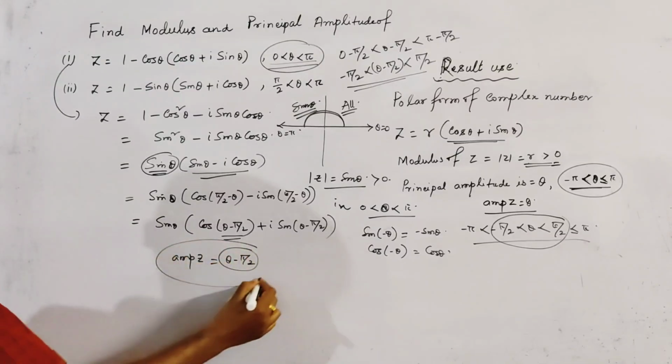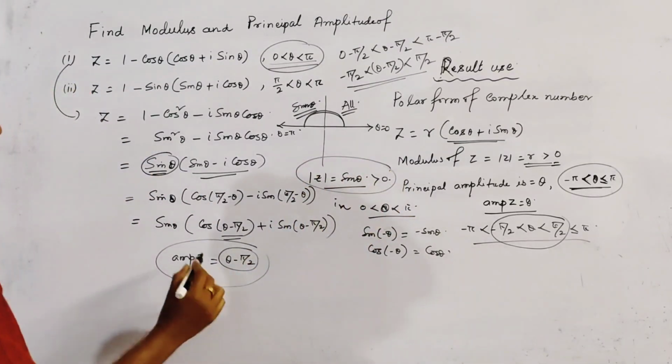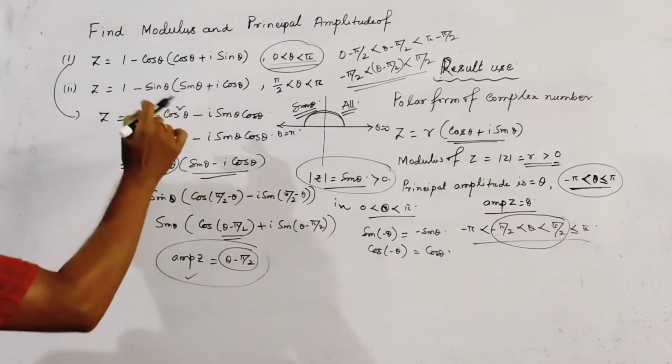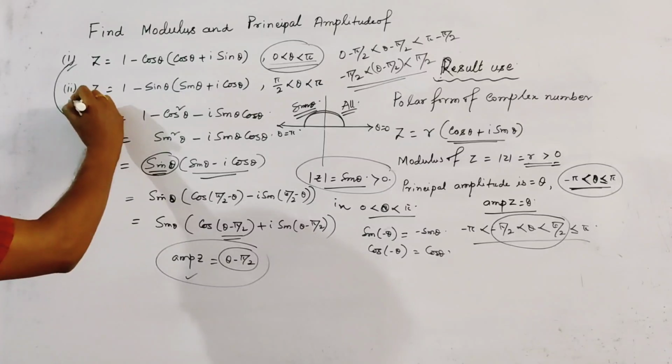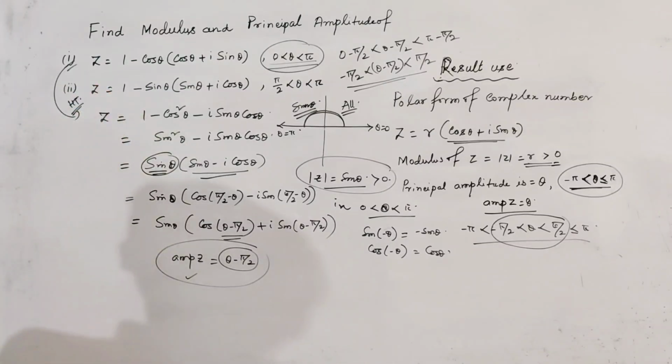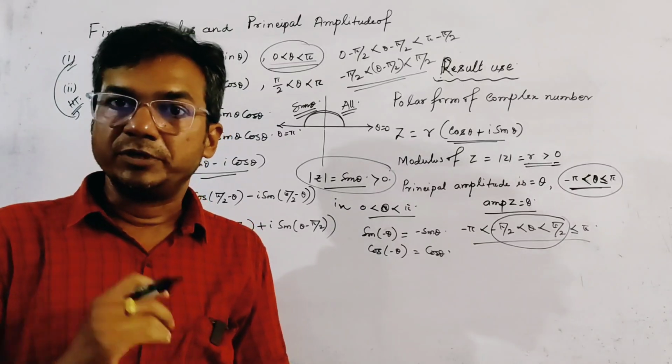So the answers of the first problem are mod z and amp z. These two are the answers of the first problem, and the second problem is your homework, and please write the answer of the second problem in the comment box of this video.